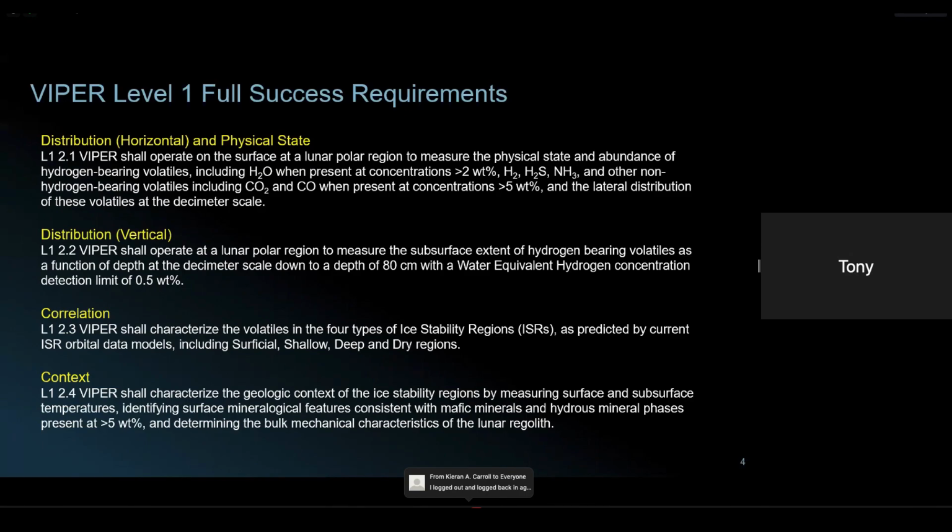And then the next two are really correlation and context, where it's like, okay, you're going to measure these things, and this is the kind of regions you need to measure them across, and also the other things you need to pay attention to while you're measuring the volatile concentrations. So these are our level 1 requirements that drive all of the mission level 2 and measurement plans.